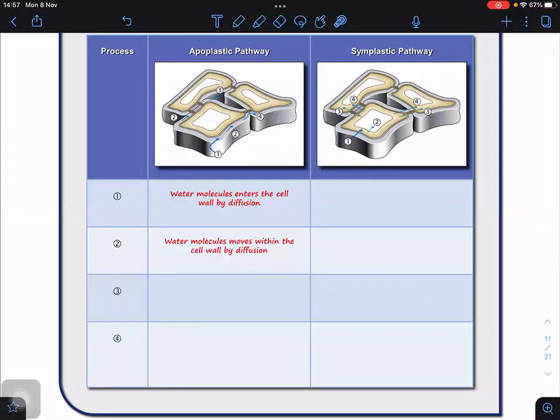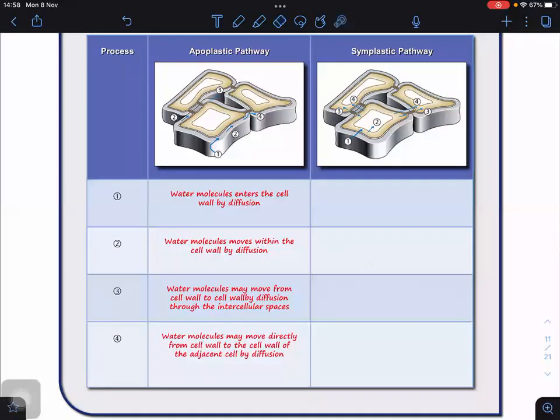Number 3, occasionally you may have the intercellular space. Can you see that intercellular space? This intercellular space allows the water molecule to enter into it and then come out again. So we say that the water molecule may move from cell wall to cell wall by diffusion again through the intercellular space, because they never cross the cell surface membrane. And number 4, from one cell to another cell again through the cell wall. Again, because there is no involvement of the cell surface membranes, the process is by diffusion.